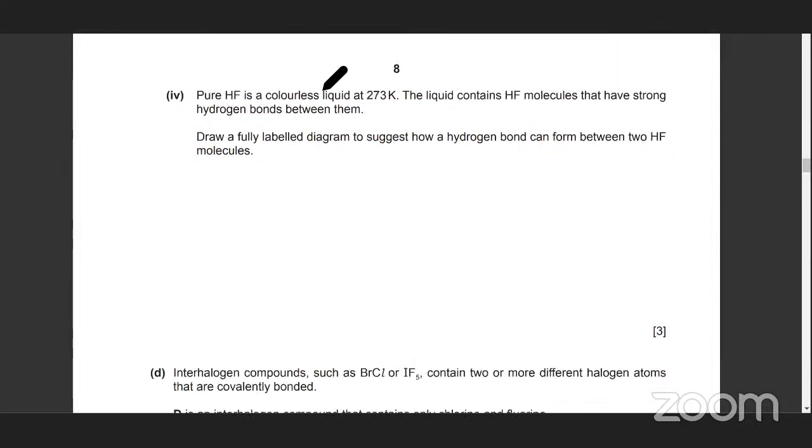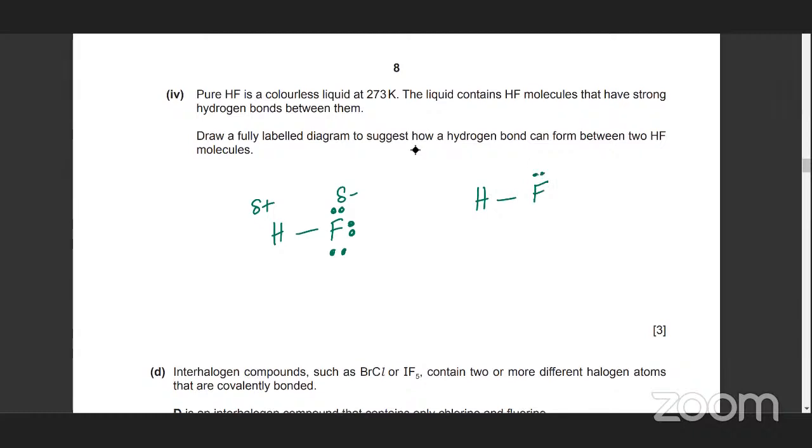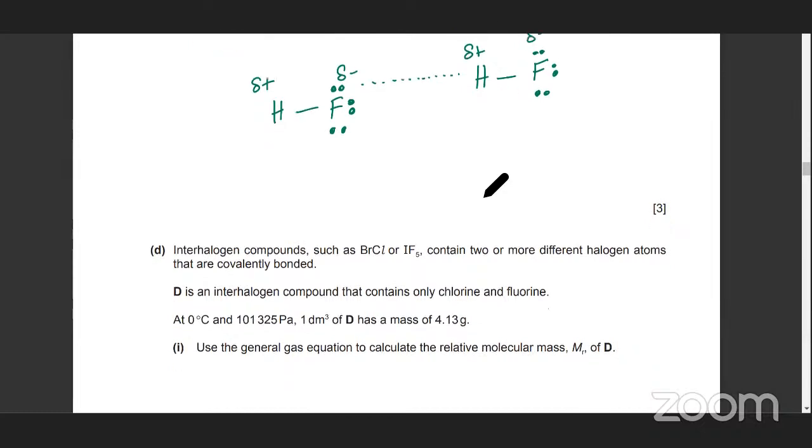Next, pure HF is a colorless liquid. The liquid contains HF molecules that have strong hydrogen bonds. Draw a labeled diagram to show those hydrogen bonds. Now, that's your HF molecule. Because it's a highly polar molecule, this is going to be partial negative, this is going to be partial positive. The reason it's going to be even more partial negative is because F has these extra lone pairs. So draw another HF molecule which is going to be similar. You must show these lone pairs. So this is negative, this is positive, and they're going to attract each other very strongly. The lone pairs of fluorine, because it's a smaller atom, have very high charge density, which is why the negative charge is very concentrated. It's going to attract the positive charge. Again, the positive charge is highly concentrated. It has a high charge density because hydrogen atoms are very small. They are the smallest atoms.